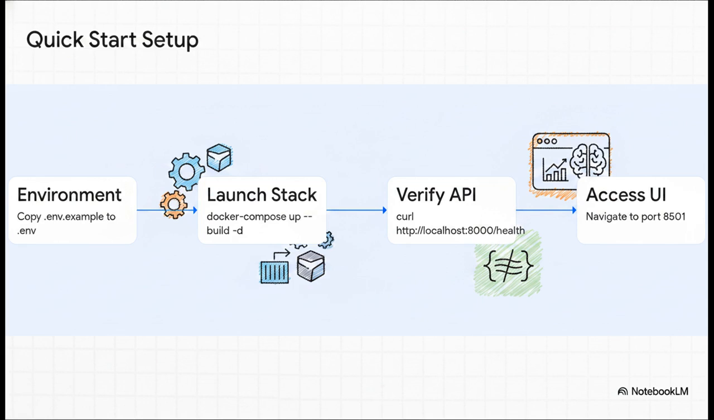This command automatically orchestrates both the backend and frontend containers concurrently. Step 3, verify everything is happy by curling that /health endpoint we discussed over on port 8000. And finally, just navigate your web browser to localhost port 8501 to pull up the Streamlit UI.